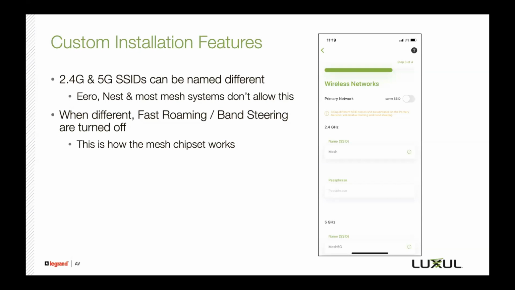So going back to this question of, can we separate out 2.4 and 5 SSIDs? Yes, you can. Most mesh products do not allow this. There's a reason for that. Again, this isn't necessarily a Luxul decision. The decision was ours to allow you to separate them out, but the mesh chipset itself actually doesn't like that very much. If you change this SSID button to not being the same, this part right here in orange will show up that says, yes, you can do that, but be aware if you do, that will disable fast roaming and band steering.